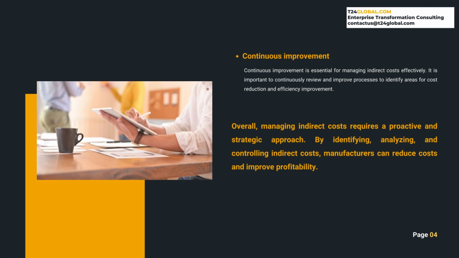It is important to continuously review and improve processes to identify areas for cost reduction and efficiency improvement. The key persona involved in this bullet point is the quality department. The quality department is responsible for ensuring that processes are continuously improved. IT systems such as quality management software can help in managing continuous improvement effectively.